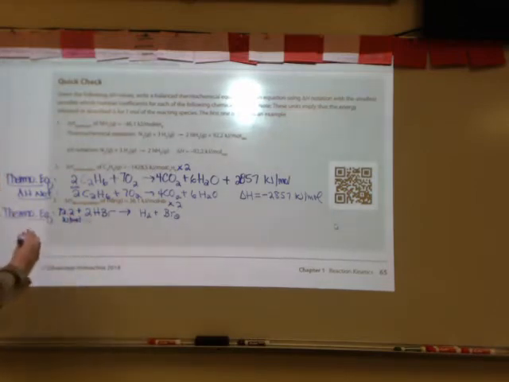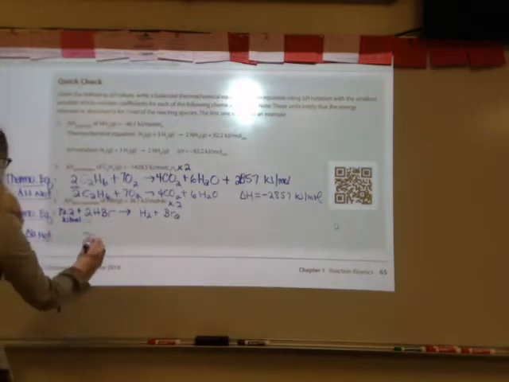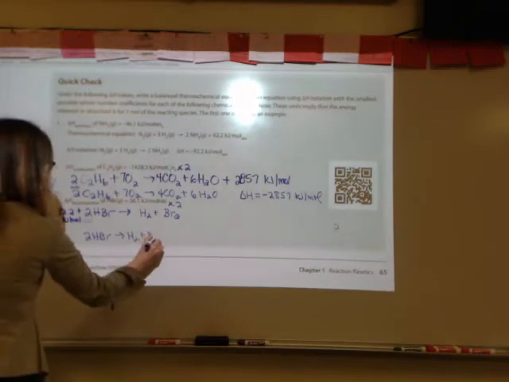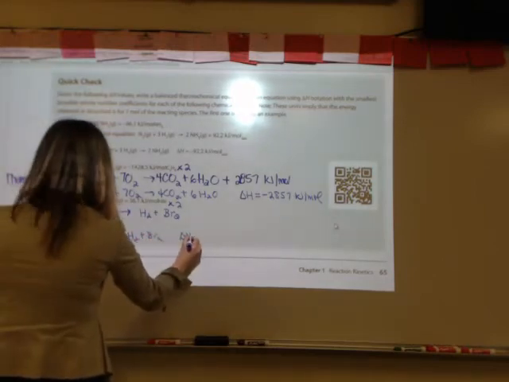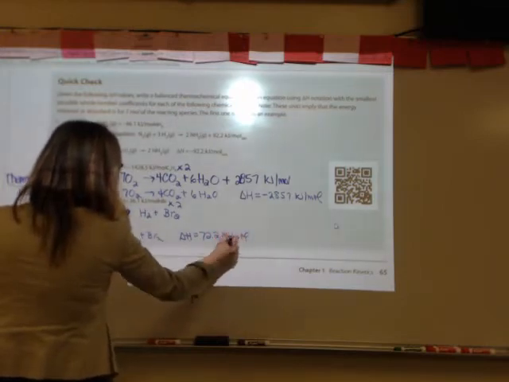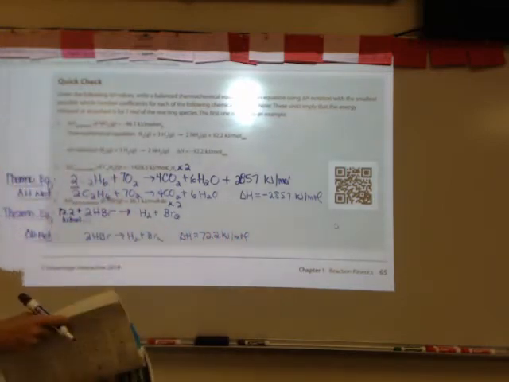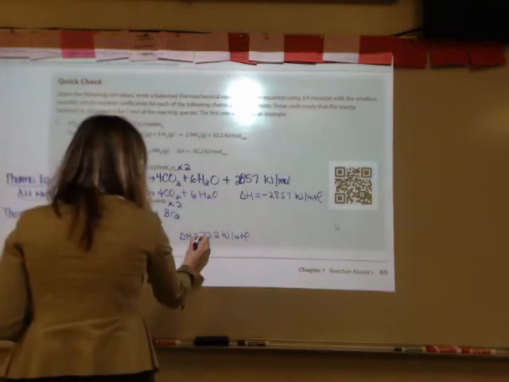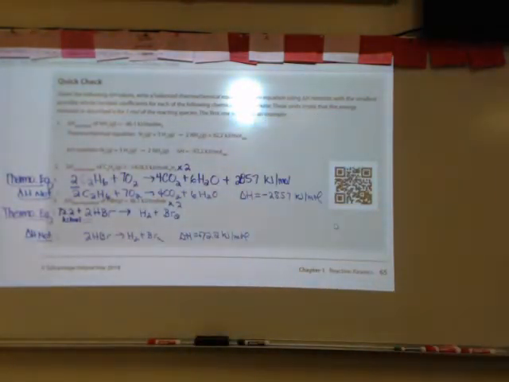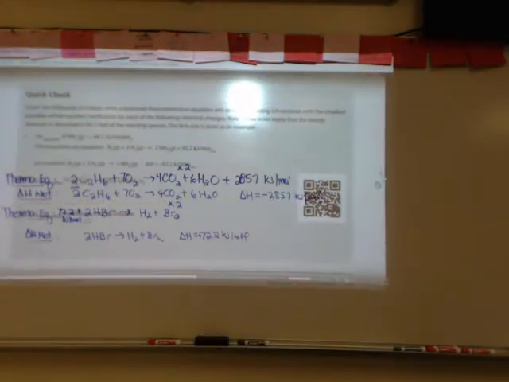Now, if I want my delta H notation, I'm going to do 2HBr produces H2 and Br2. My delta H is equal to 72.2 kilojoules per mole. This is positive because this is endothermic. And you can put a little plus in front of the 72.2. You will often see that, okay? Okay, next page.